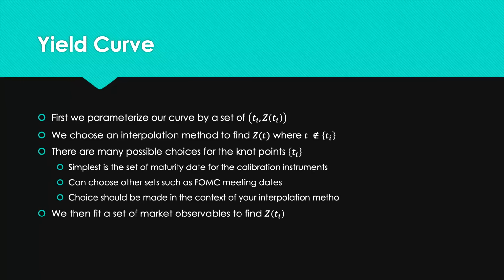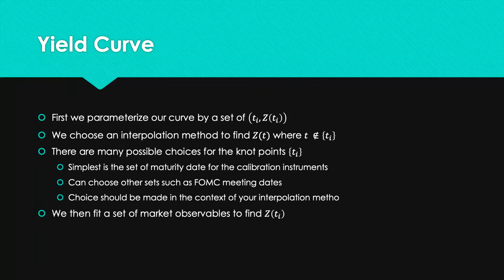Lots of possibilities here. First of all, talk about the knot points. How do you choose which times to use to interpolate? The simplest one, which is the most common one, is you just use the maturity dates of all your instruments. So I'm going to build it with, say, 1, 2, 3, 5, 7, 10-year swaps. I have knot points at 1, 2, 3, 5, 7, 10 years. Use that. That's the easy one. There are other possibilities like FOMC dates, which we'll talk about in a minute.